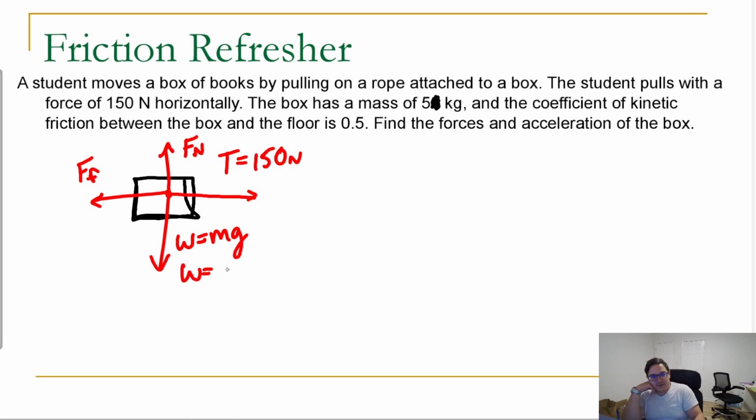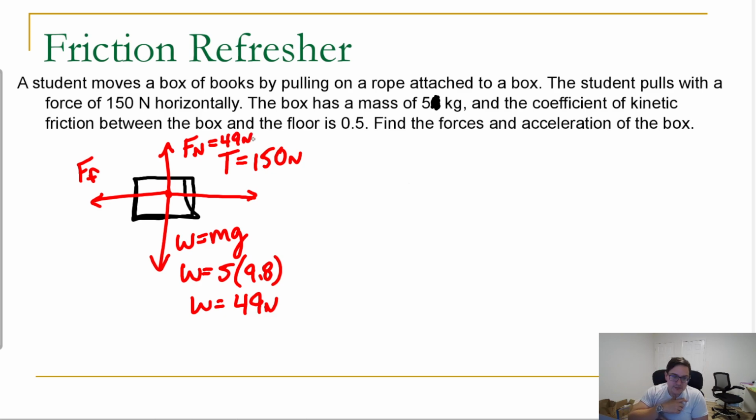Well, we know weight equals mass times gravity, so that's going to be 5 times 9.8. What's 5 times 9.8? Well, that's 49 newtons. So force normal equals 49 newtons. Because my box isn't flying up in the air or falling through the table, we know that the forces up and down are going to be equal.